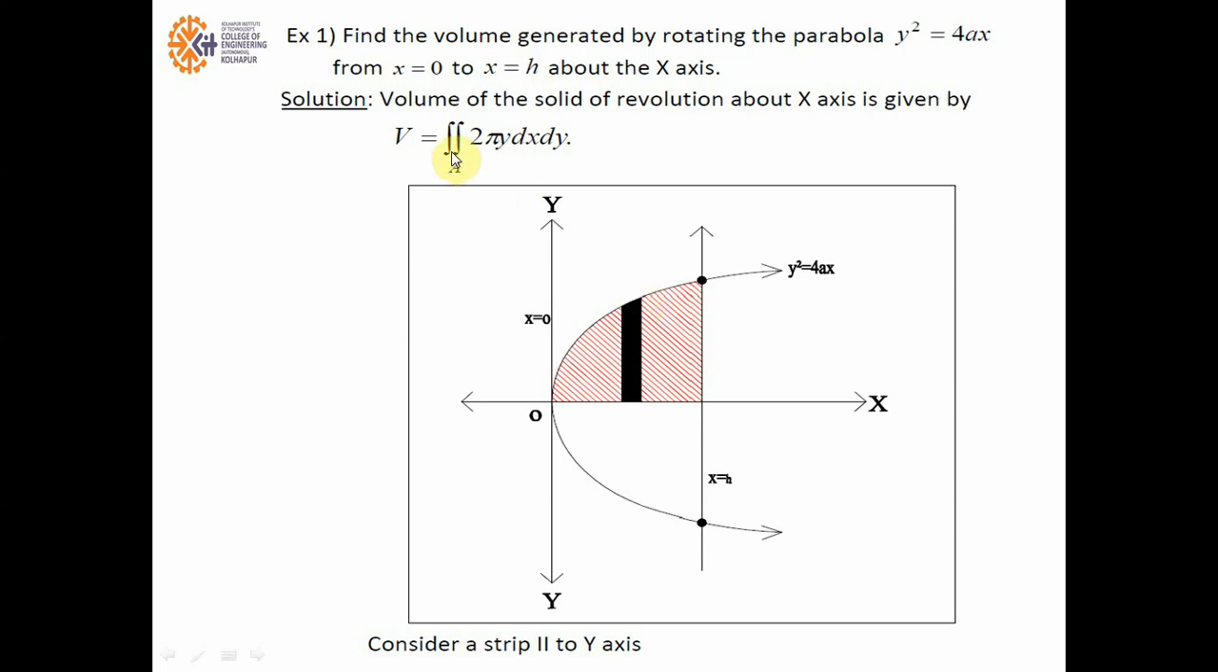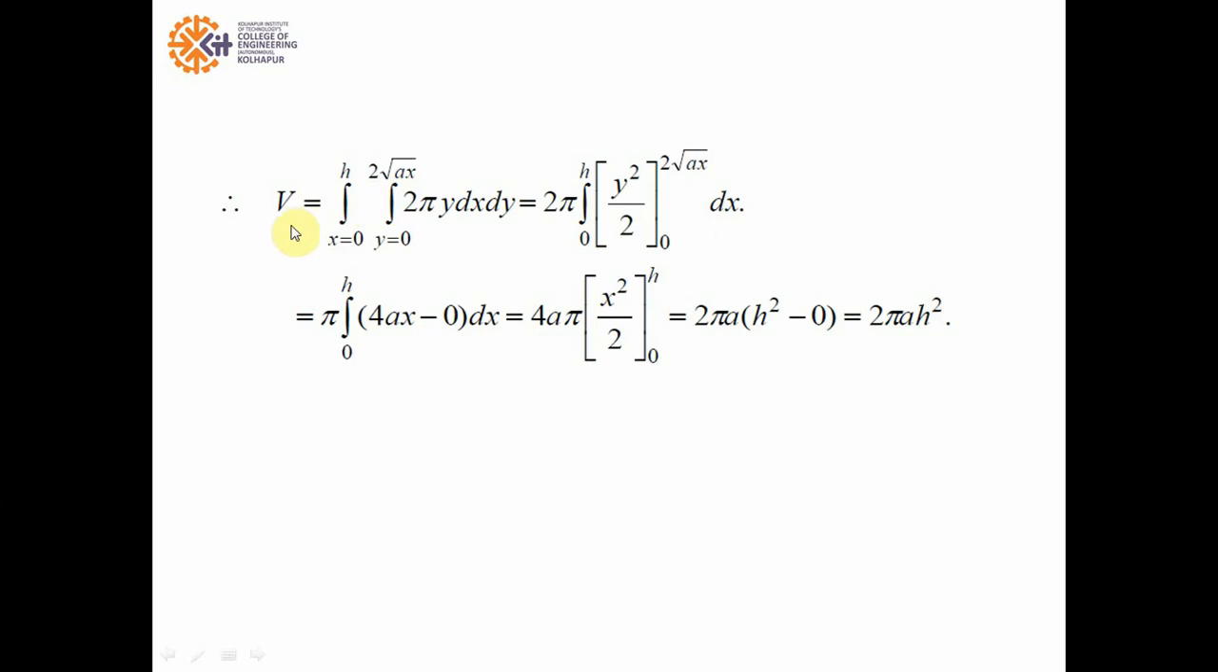Now to get the limit of outer integral, we move this strip in the region of integration from origin to this point. So when we move this strip from origin to this point, the value of x varies from x is equal to 0 to x is equal to h. So x is equal to 0 to x is equal to h are the limits of outer integral, and therefore we get V is equal to double integration x is equal to 0 to h, y is equal to 0 to 2 into under root ax, 2 pi y dx dy.